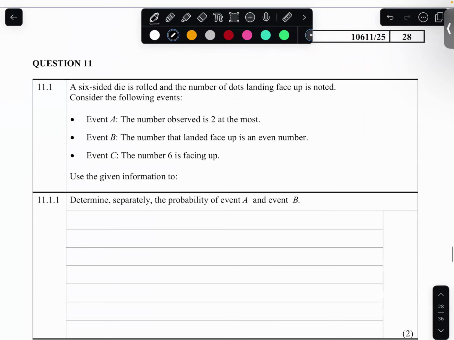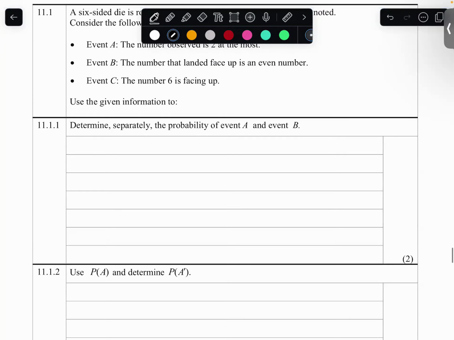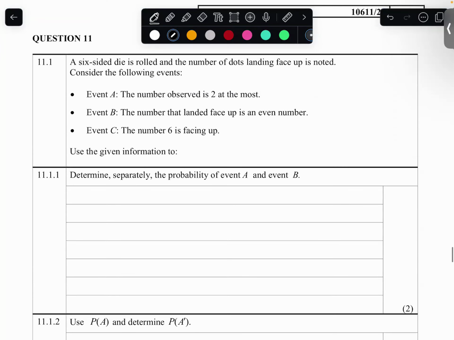Okay. And then the last question is this probability. It says a six-sided die is rolled and the number of dots landing face up is noted. Consider the following events. Event A is the number observed is 2 at the most. Event B is the number that landed face up is an even number. Event C is the number 6 is facing up. Use the given information to determine separately the probability of event A and event B. So the probability of event A, the number observed is 2 at the most.